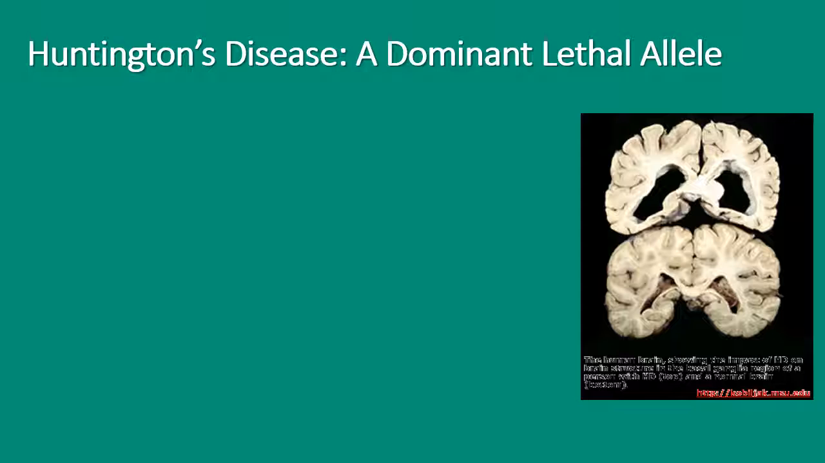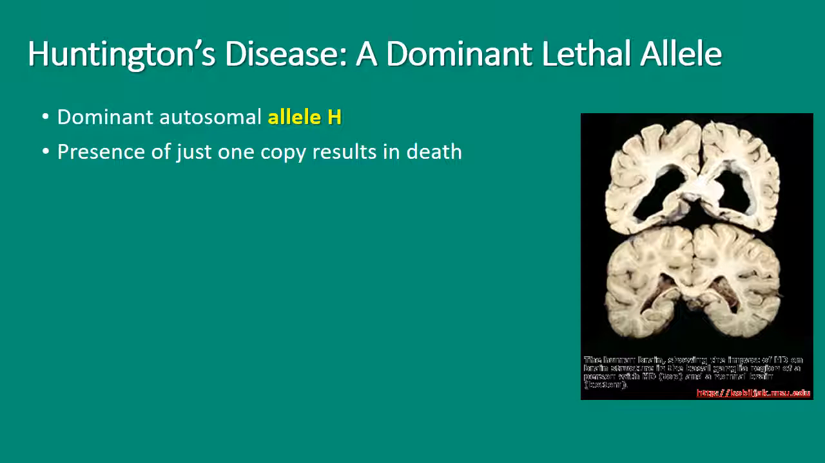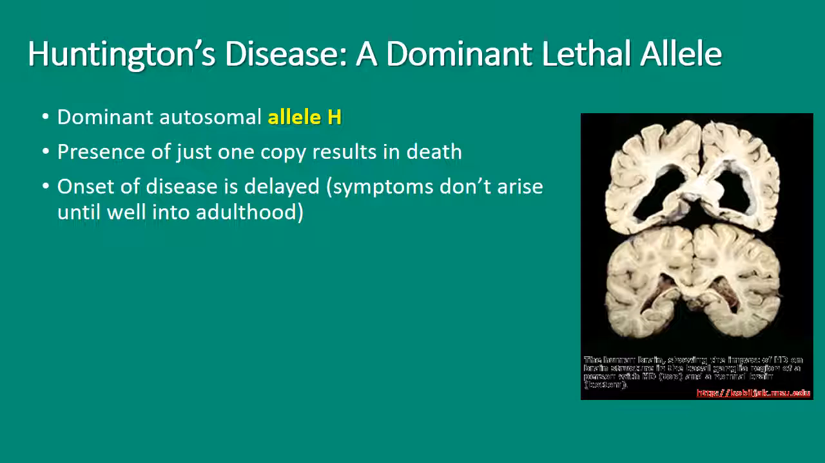Right, the last thing, I think this is the last slide for this talk, that we're going to talk about is Huntington's disease. So this is a dominant lethal allele. The allele is called allele H. It's an autosomal allele. You only have to have one copy to result in death.